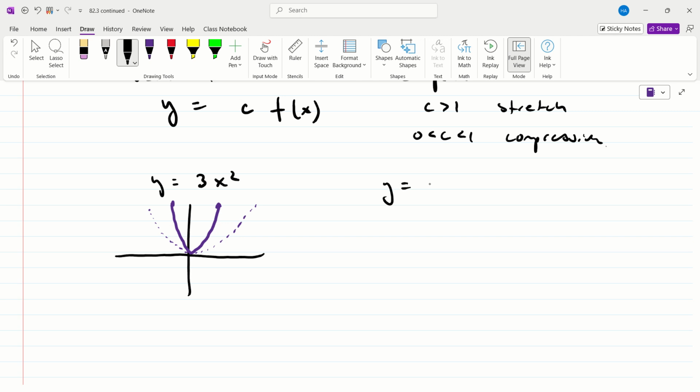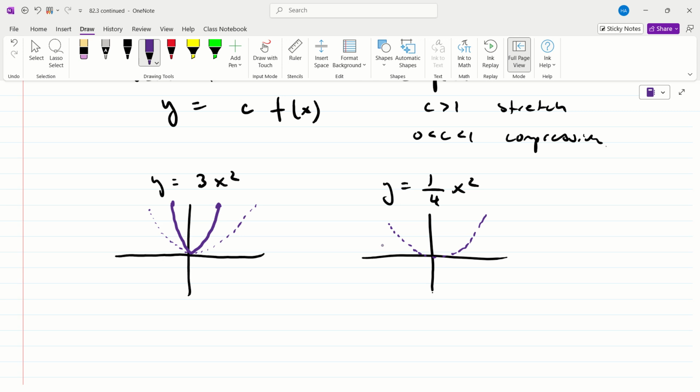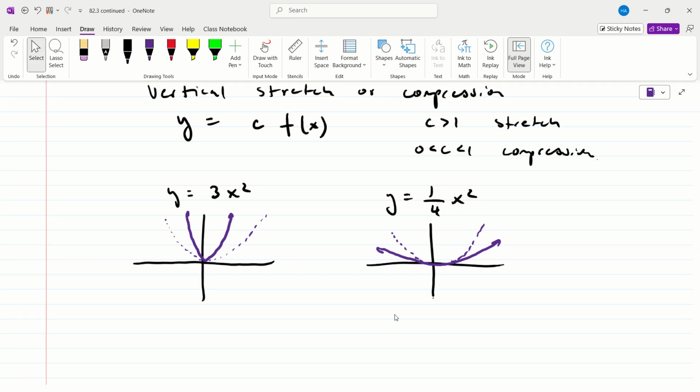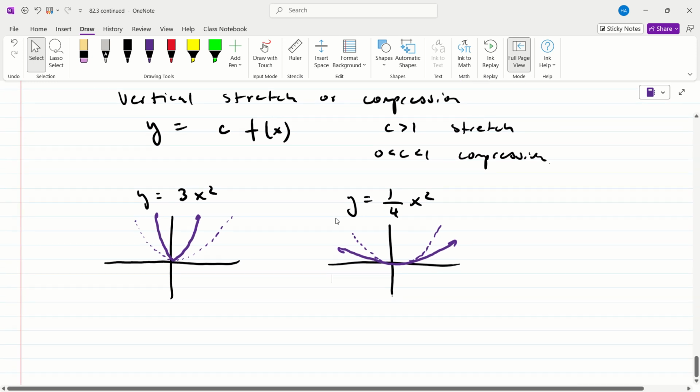In comparison, if we have y equals 1/4 x squared, again, to start things out, y equals x squared will look like this. And that 1/4 is going to compress it. It's going to bring all these points closer towards the x-axis. So it's still going to be a parabola. It's just going to be smudged, right? Compressed. Now, don't get vertical stretches or compressions mixed up with horizontal stretches and compressions.